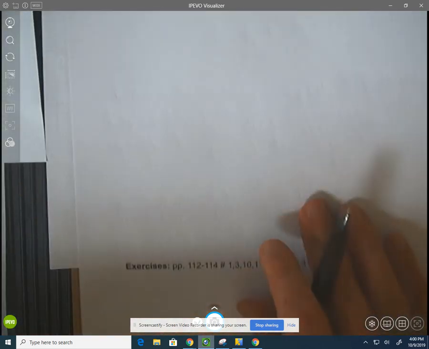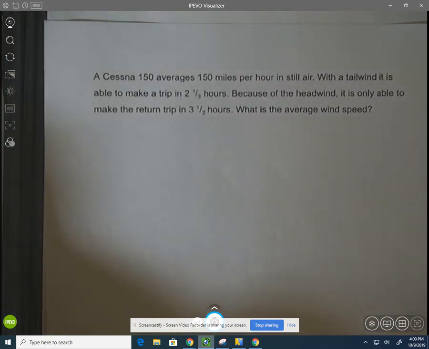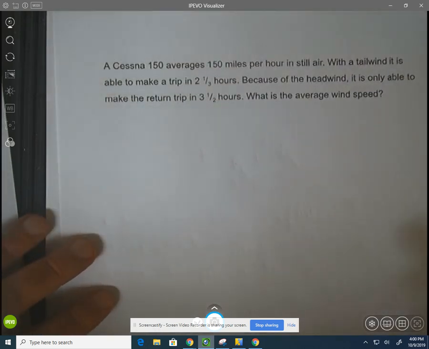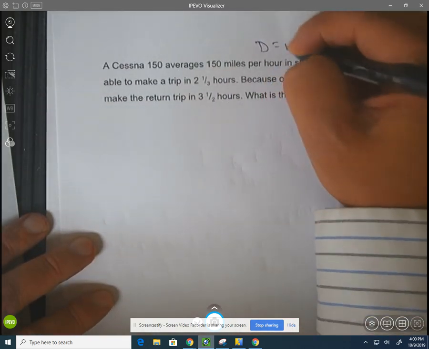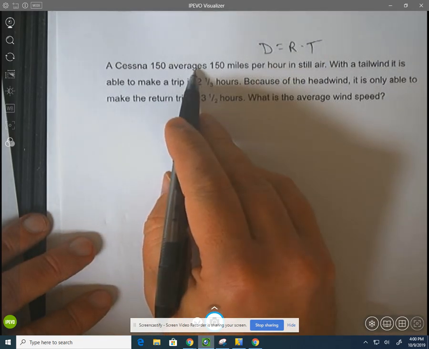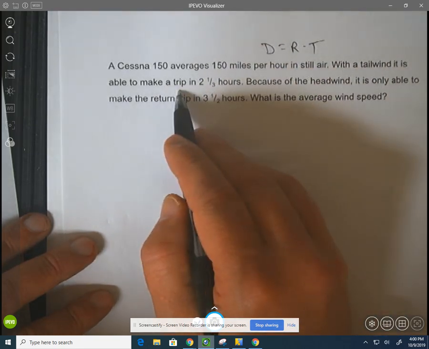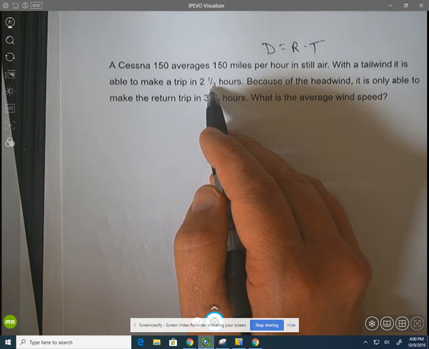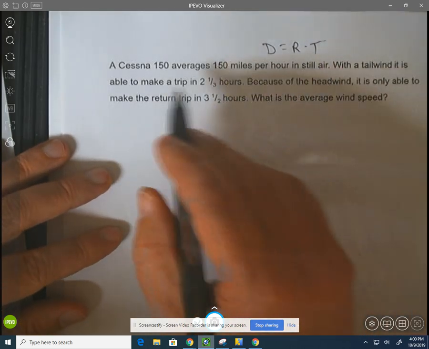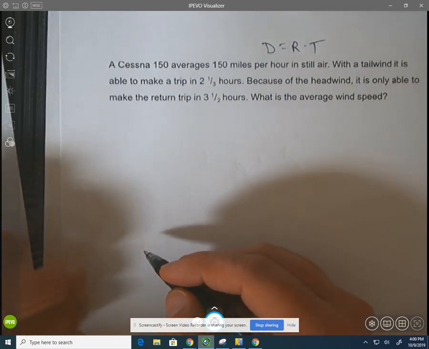All right. One last example here, and this is a distance, rate, and time problem, and we've got a plane flying with the wind and against the wind. Key thing you need to know here, just make a little note, is that distance equals rate times time. So we've got a Cessna 150, and it averages 150 miles per hour in still air. If it has a tailwind, it's able to make this trip in 2 1/3 hours. When it's coming back, with the headwind, the wind blowing against it, it takes a little bit longer, 3.5 hours. How fast is the wind blowing?